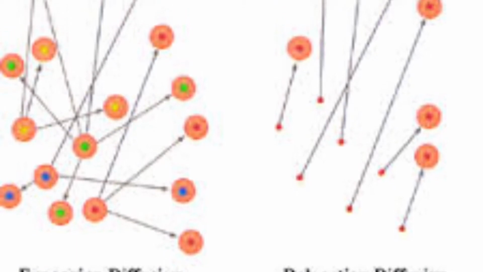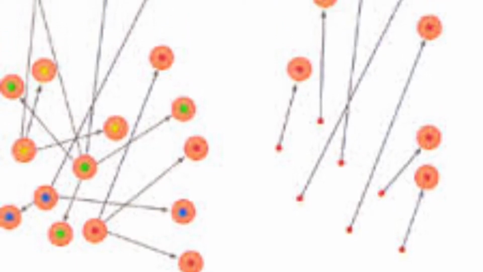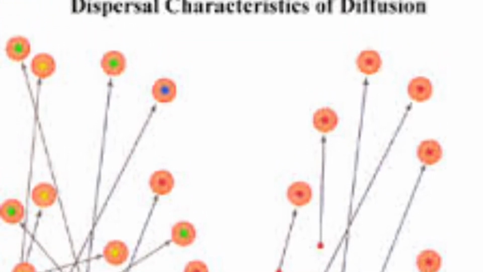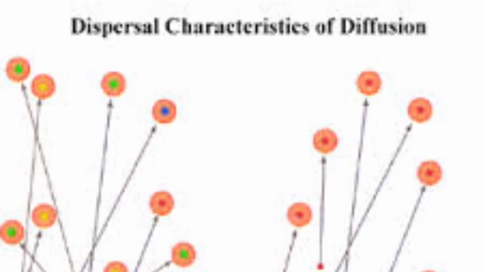Expansion diffusion is when a culture expands or spreads within a region or all over the world. An example of that would be the Mormon Church expanding into other parts of the United States and taking over other counties and moving towards the west.